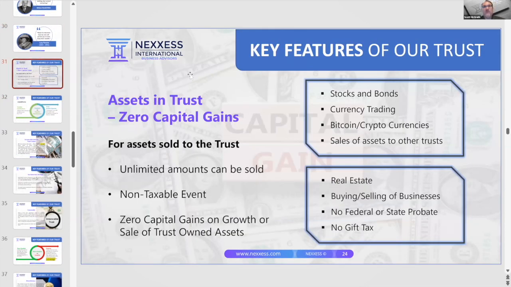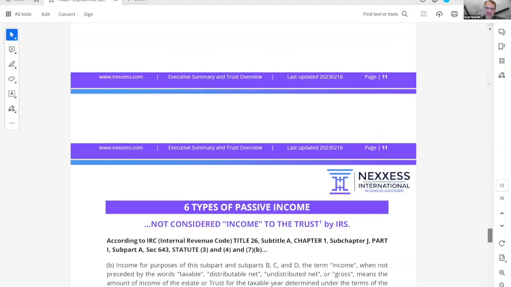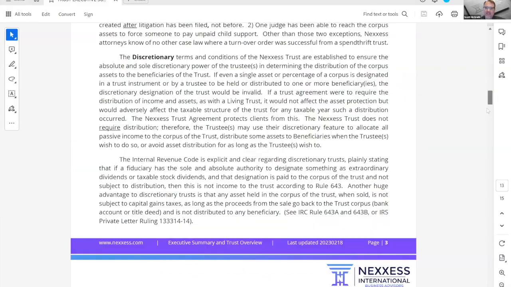The number one reason people come to us is probably for capital gains. Because if I put something in the trust, I can turn right around and sell it the very next minute, create this massive capital gain. And there's no tax to the trust because the tax code says gains from the sale or exchange of a capital asset. What's a capital asset? Anything is capital.